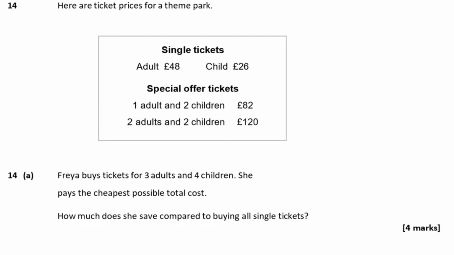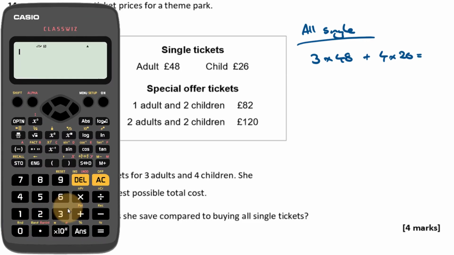Okay, so all single. We're gonna have to work out the various cases, then, aren't we? So all single would be, well, that's going to be 3 adults at £48 plus 4 children at £26. What does that come out to be? So 3 lots of 48 plus 4 lots of 26. Blimey, 248 quid. That's why Mummy never takes you to the theme park. £248.